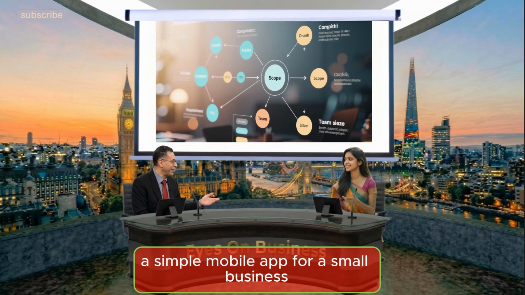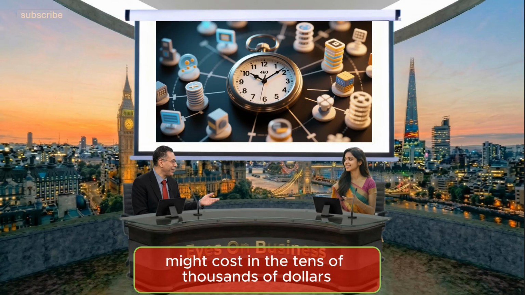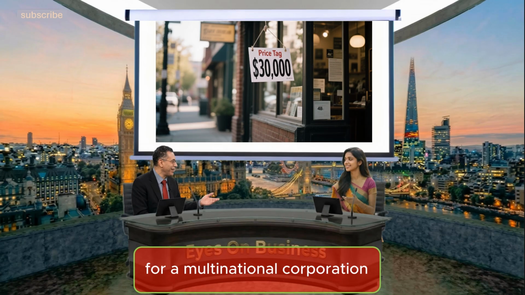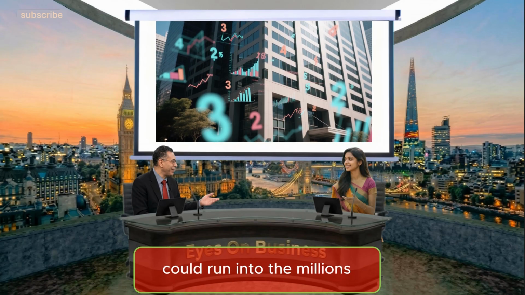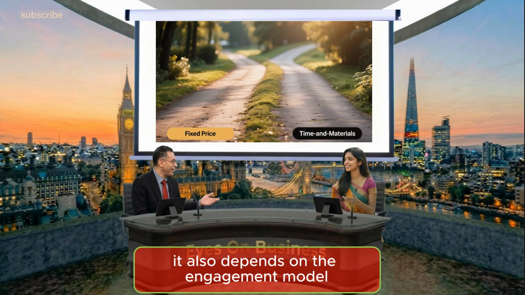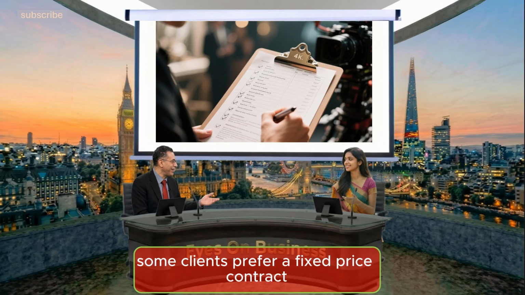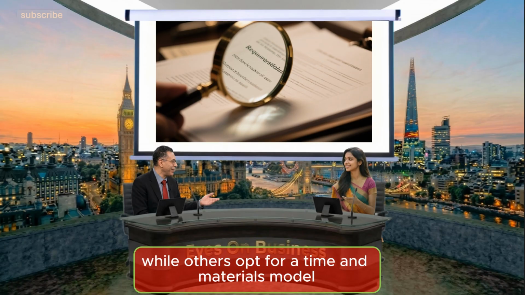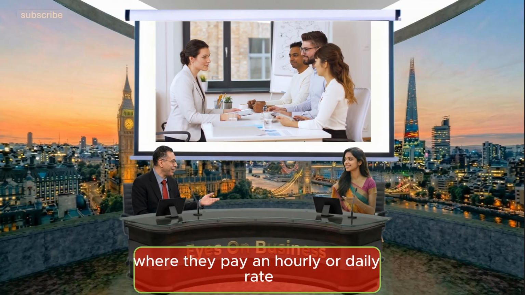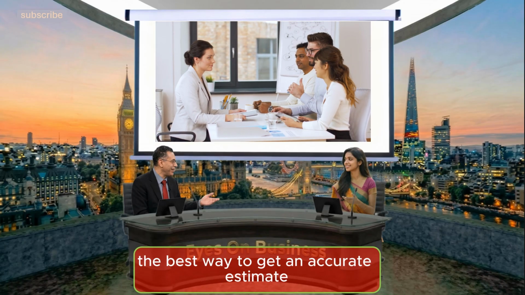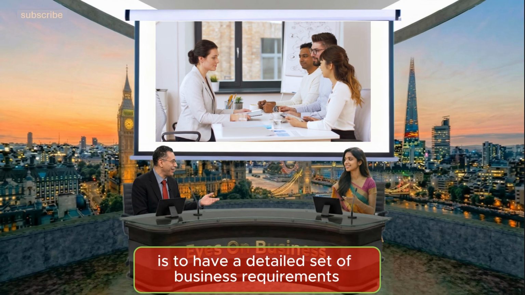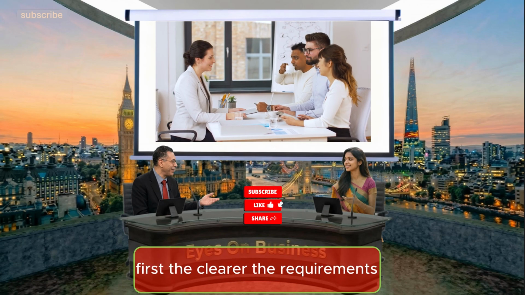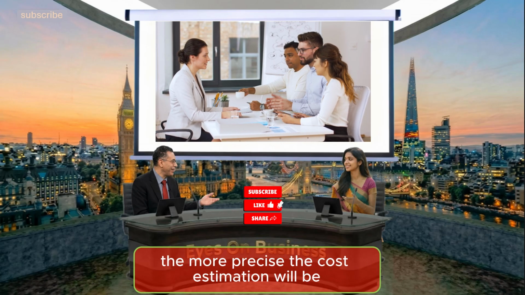A simple mobile app for a small business might cost in the tens of thousands of dollars, whereas a large-scale enterprise system for a multinational corporation could run into the millions. It also depends on the engagement model. Some clients prefer a fixed price contract, while others opt for a time and materials model where they pay an hourly or daily rate for the team members. The best way to get an accurate estimate is to have a detailed set of business requirements first. The clearer the requirements, the more precise the cost estimation will be.